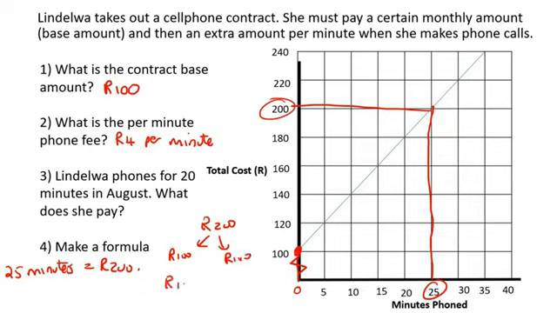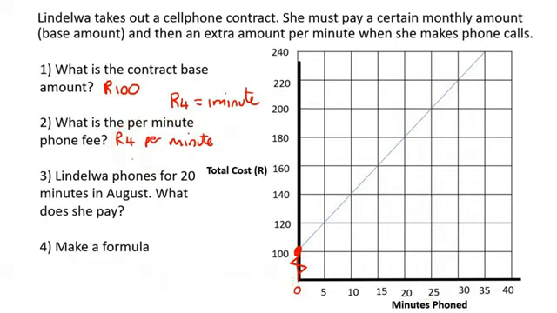So that 100 rand that's left over allows her to speak for 25 minutes. So what would 1 minute cost? Well, divide by 25, divide by 25, and what you would find is that 1 minute is still going to be 4 rand. So it doesn't matter how you do it, you're going to get to the same value. Okay, so 4 rand per minute.